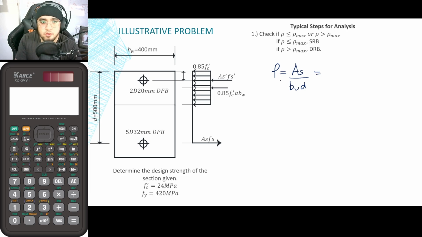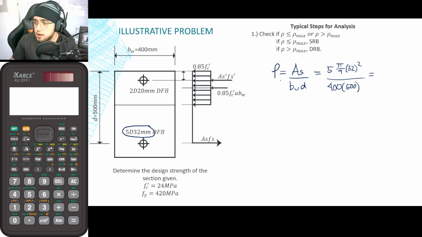So substituting known values, since in our figure here we have 5 pieces of diameter 32 rebars, the area of one rebar is equal to pi over 4 times 32 quantity squared. Divide this by BW of 400 times D of 500. Okay, so looking at the calculator to your left.